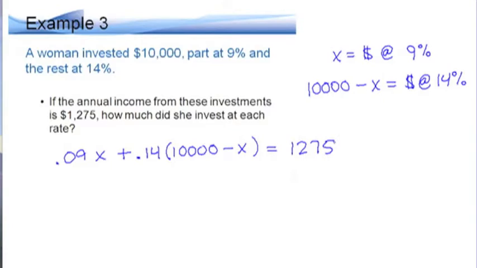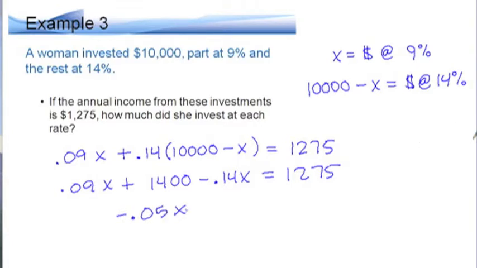And then we just solve it. We say 0.09x plus, what is 0.14 times 10,000? 1,400. Minus 0.14x must equal 1,275. Then we just combine like terms and solve for x. 0.09 minus 0.14 is negative 0.05.